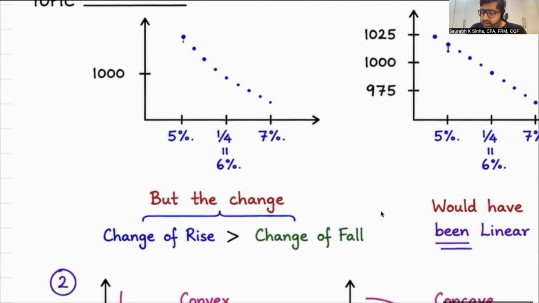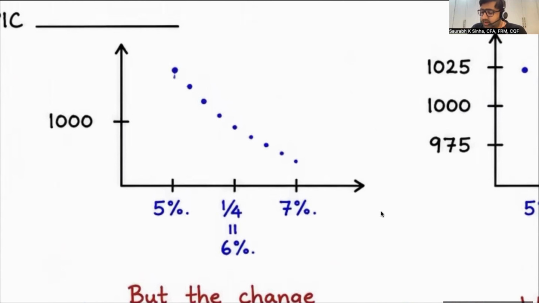For the time being, let's use this graph. Currently, if the interest rate in the market is 6%, then the value of the bond is 1000. Perfect. If there is a 1% fall, the bond price will be here, and the bond price will be 1027.